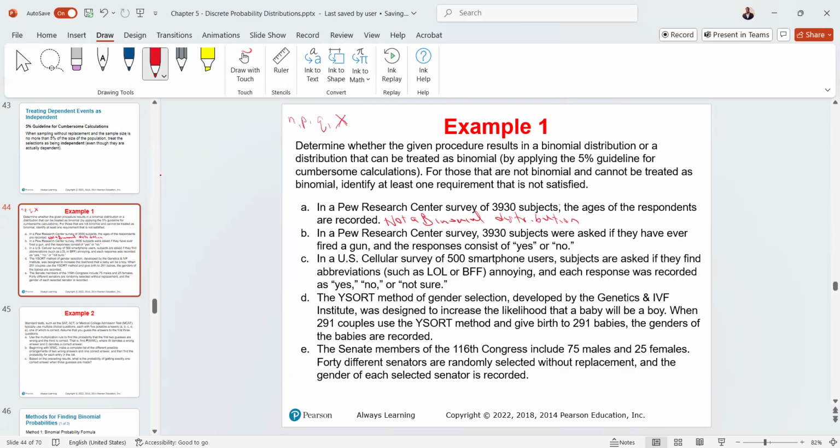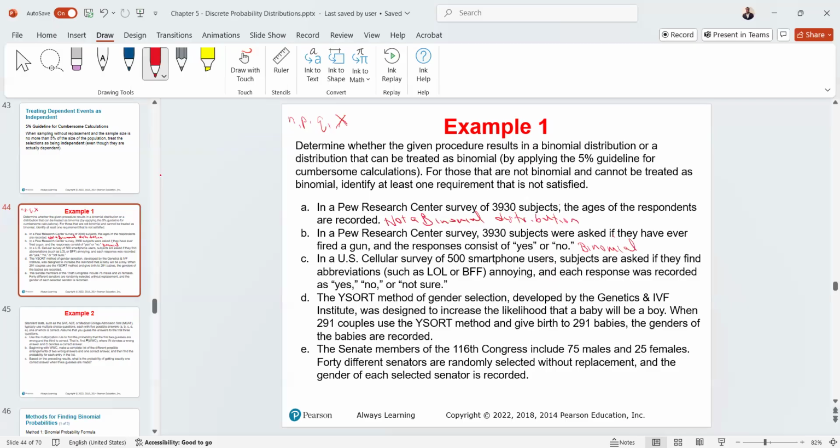All right. Now, look at the second one. That survey of 3,930 subjects were asked if they have ever fired a gun. The result consists of two outcomes, yes or no. Because you only have two outcomes, yes, definitely, it's a binomial distribution. You have a probability of success and a probability of failure, and you have the number of successes and you have N. All right. So that's very important to see it.